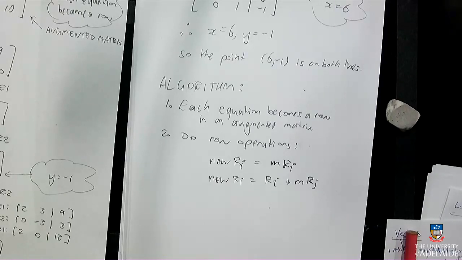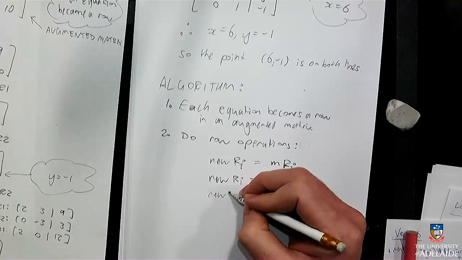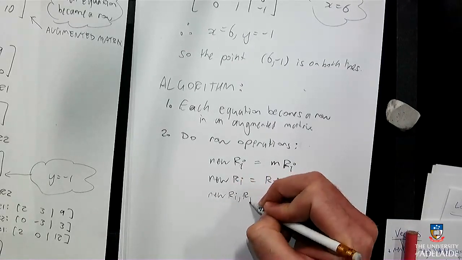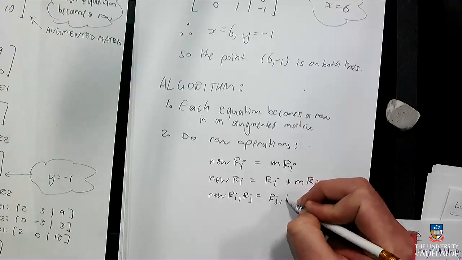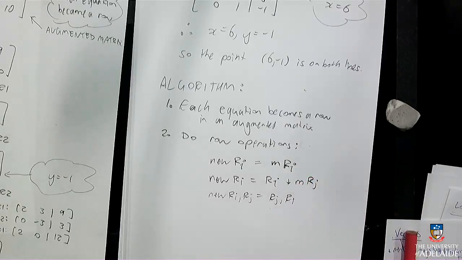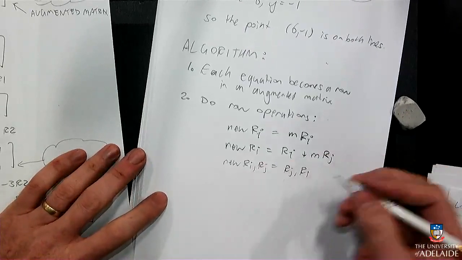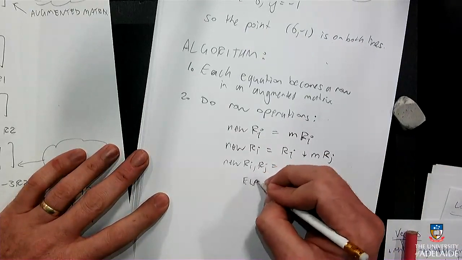And technically there is one other operation you're allowed to do, which is that the new row I and row j are the old row j and row I, where you're allowed to swap rows around. Because really, just swapping the rows doesn't change what the list of equations is, and so you are allowed to do that. Okay, these are called elementary row operations.